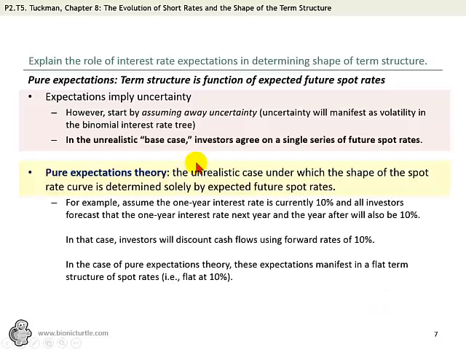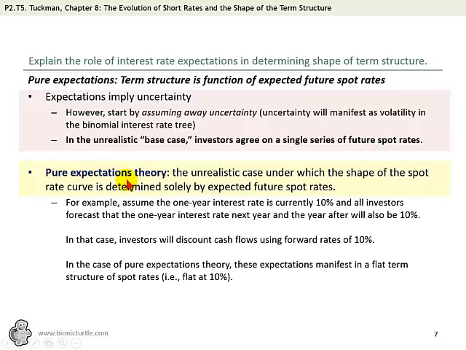So, this pure expectations theory: first of all, note that expectations imply uncertainty, but this baseline is assuming away uncertainty. That's why we said it's the unrealistic first stage. In this unrealistic base case, investors are agreeing on a single series of future spot rates. You'll recall I kept saying that there's a market consensus. And if you think about that, it's very unrealistic that everyone would believe that short-term rates will be the same in the future, even in the actual marketplace.